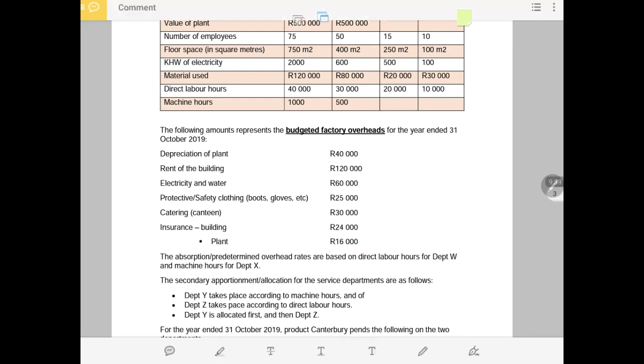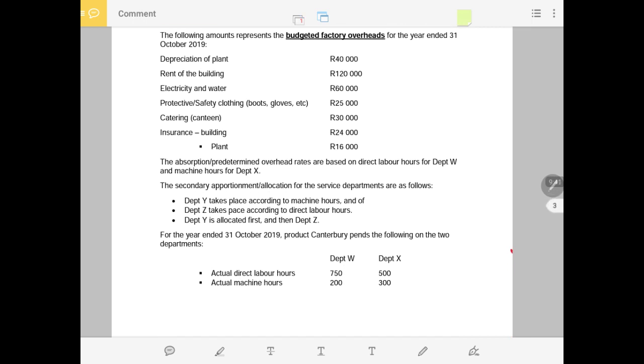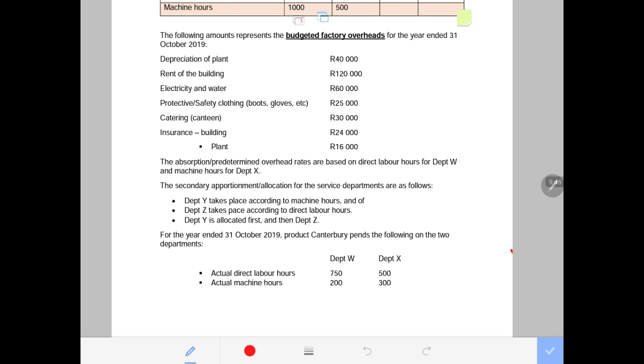Then we come to the provided information below, where they say the absorption or predetermined overhead rates are based on the direct labor hours for department W and machine hours for department X. That means when we do our POR, predetermined overhead rate, which is done in the main departments, not in the service departments, it will be based on machine hours and labor hours.